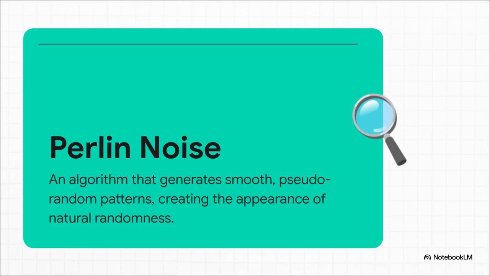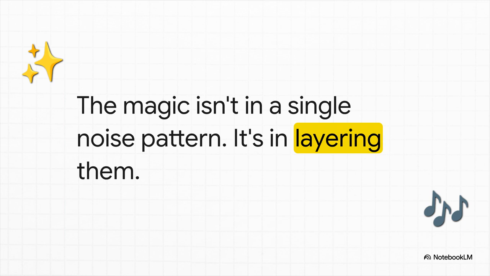Now, the most important word here is pseudo-random. See, true randomness is harsh, it's like TV static. But Perlin noise is smooth, or what programmers call coherent. All that means is that points close to each other in the pattern have similar values. And that one tiny difference is why it ends up looking like clouds, or terrain, or stone, and not just a pixelated mess.